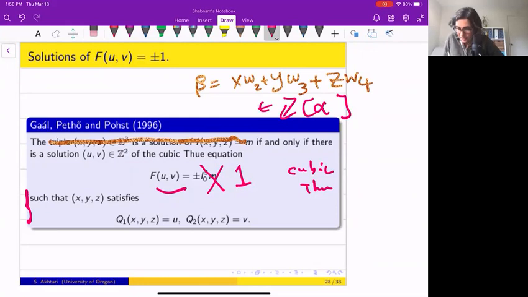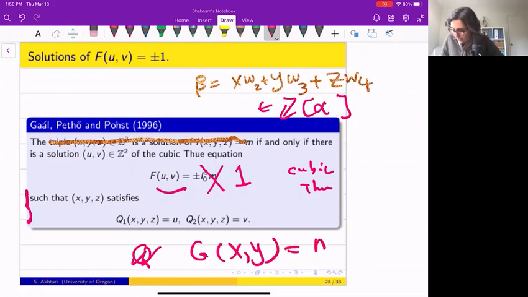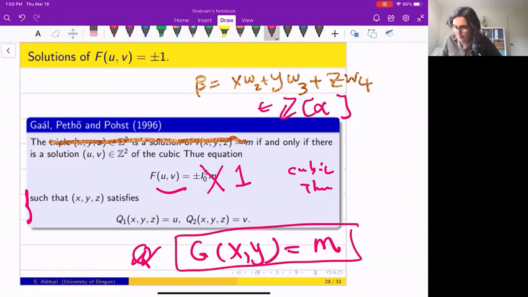Because if I have a quartic, let's write it G actually. If G of X and Y is equal to M, then okay, I can give an upper bound for the number of integer solutions of that. But my upper bound would depend on M. So if I have any M appearing here, I need to know what M can be here. Also, I know my best upper bounds are for one, so I'm going to try to make that one. And that's the last part of my modification to their proof, which is that these systems that I create here give me quartic two equations that are exactly equal to plus or minus one.